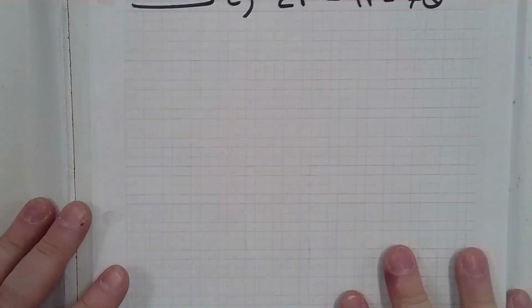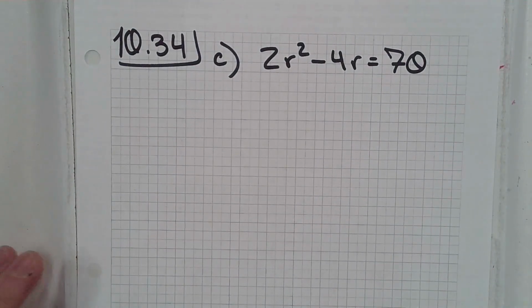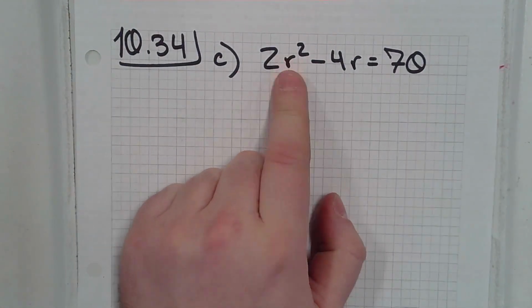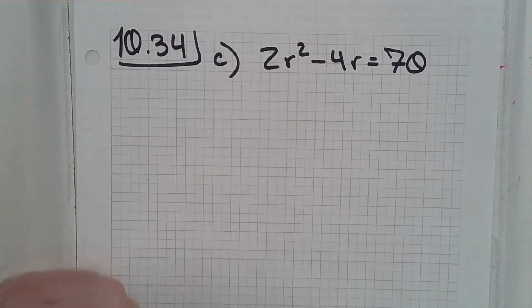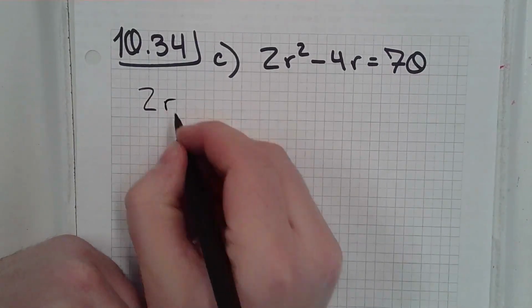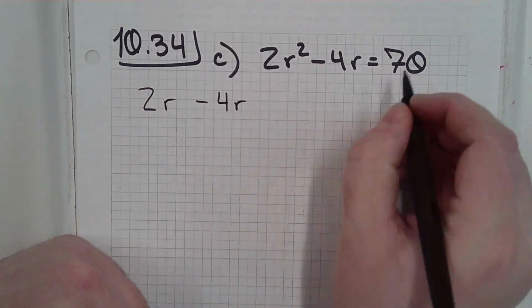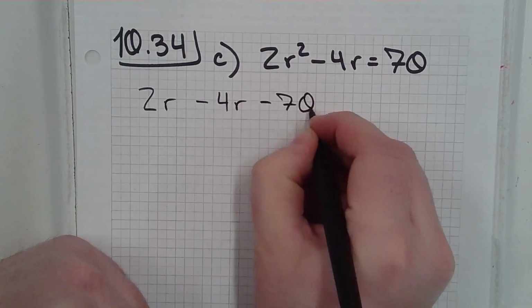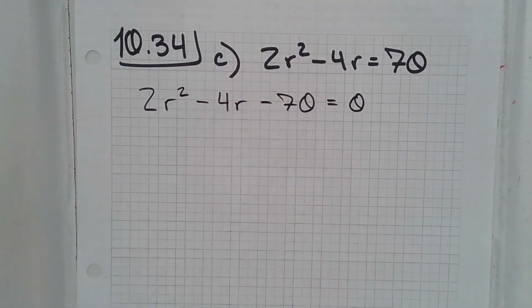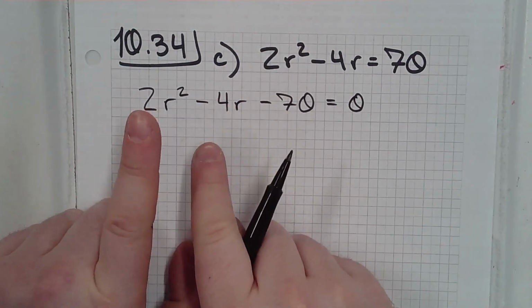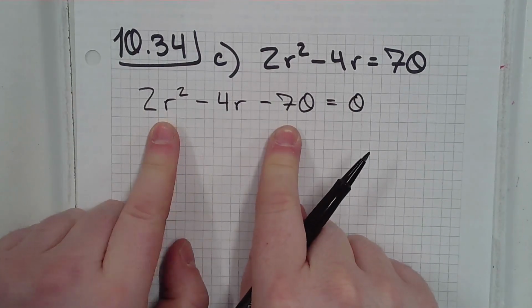The next one a lot of you had trouble with was 1034 part C. And I think it's because it has a number in front of our quadratic term. These can be kind of tricky. However, if I rearrange this, hopefully you'll notice something. I'm going to subtract 70 from both sides to make this negative 70 equals 0. And now everything's nice in order. Forgot my square. There we go. Nice and in order. We have our quadratic, our linear, and our constant terms all together.